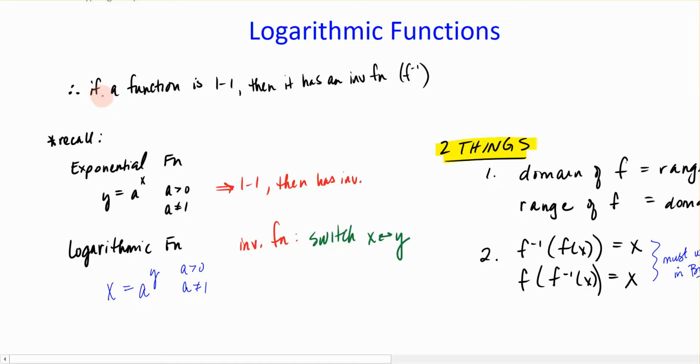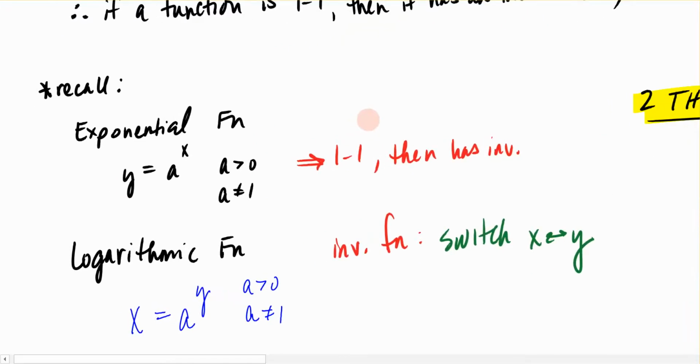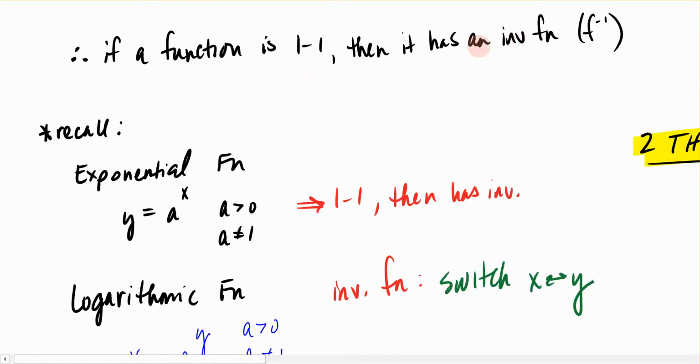Now, we have said previously that if a function is considered one-to-one, then it has an inverse function, f inverse. And we know from the last section that when we have an exponential function such as y equals base a to the x, we said that that function was one-to-one, and because of our definition of inverse functions, we know if something is one-to-one, then it has an inverse. We also talked in a previous section on how do you find that inverse.